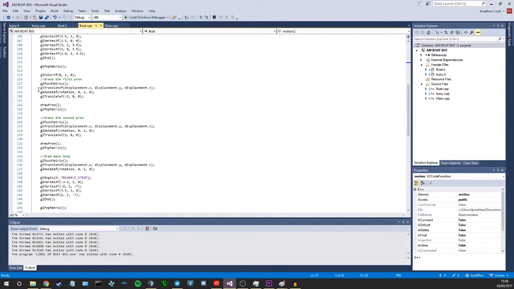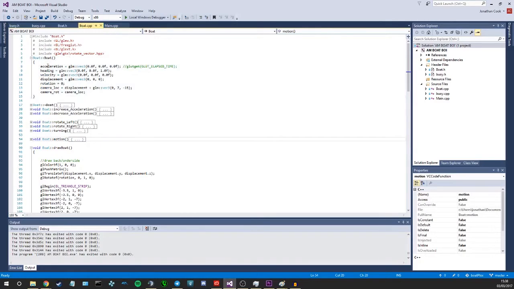Now if we look at the code for the boat itself, when we start we set several of the variables. This here makes sure that the camera is behind the boat, 7 units above it in the Y direction and 15 units behind it in the Z direction. Make sure all the displacement, velocity and acceleration is all 0. We start off with the 1 in the Z for the heading, just to say that we're looking in the Z direction. And we also set the camera rotation to the camera location. This means that when we calculate the camera rotating, it is always relative to the camera location.